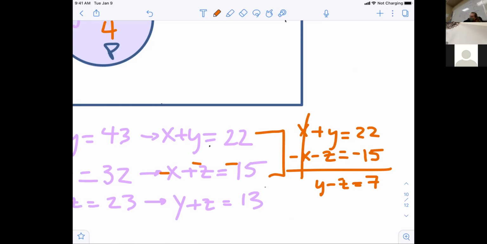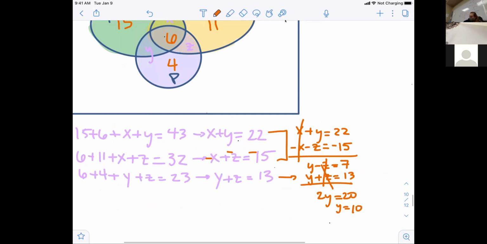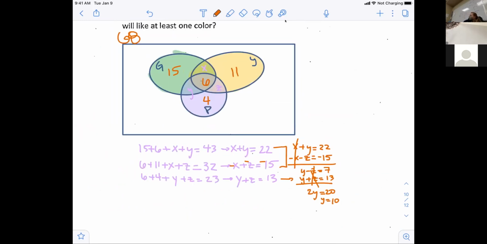And then again, I'm going to combine it with the last equation. So y plus z equals 13. I didn't have to change any signs because I already have my z's opposite. So I get 2y equals 20 and y equals 10. Everyone doing okay so far?